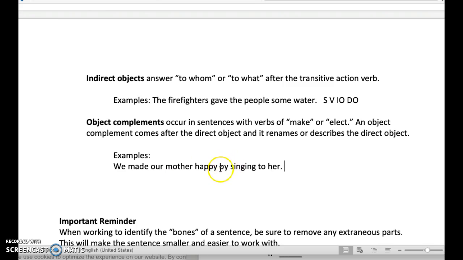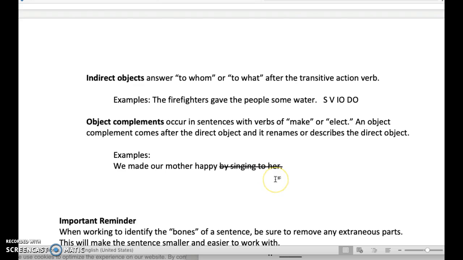Okay. By singing to her is relevant to the complete meaning of the sentence, but just for the bones of the sentence, all we want is this part. So we made, so there's the action transitive verb. Who or what did you make? Our mother. And then happy is the object complement describing the mother. So the relationship is going to go back to the mother. So remember that grammar is the study of relationships. That's why you can't just memorize things. You have to actually look at the sentence and think about what is the relationship between words in the sentence.